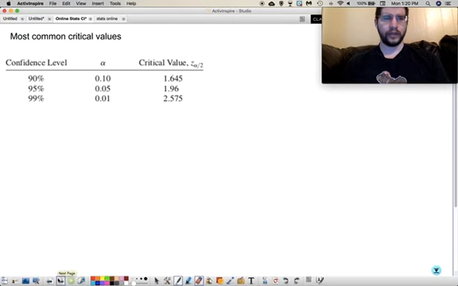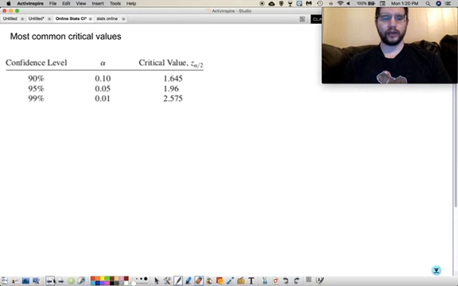Okay. Here are the common ones. We just found that for 95% confidence, it's 1.96. For 90% confidence, it's 1.645. 99% confidence is 2.575. So we use these a lot. If you want to just go ahead and write them down now, you won't have to look them up in the chart every time.